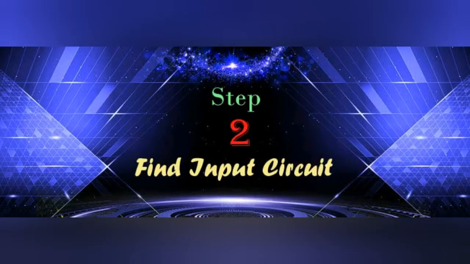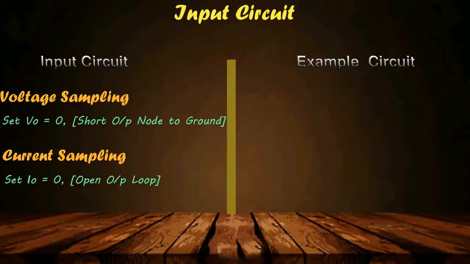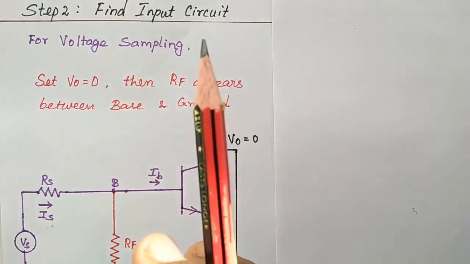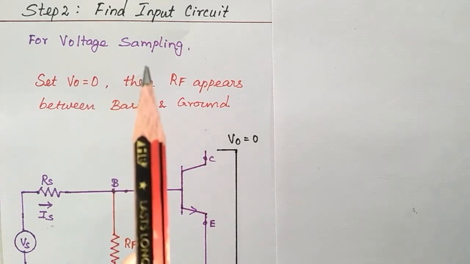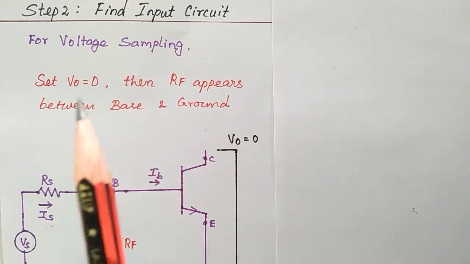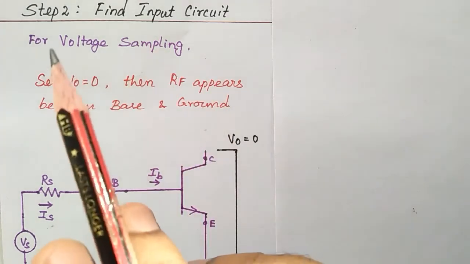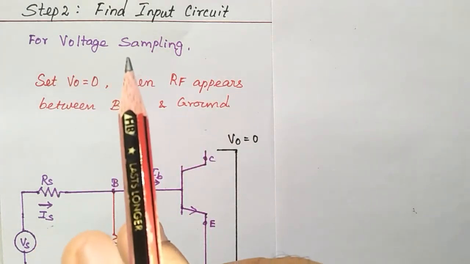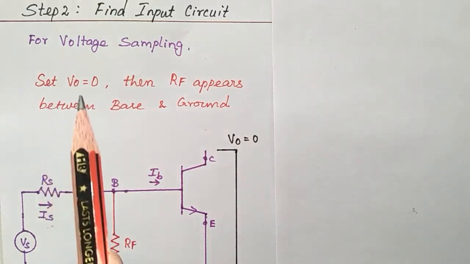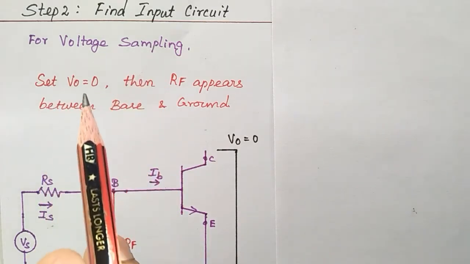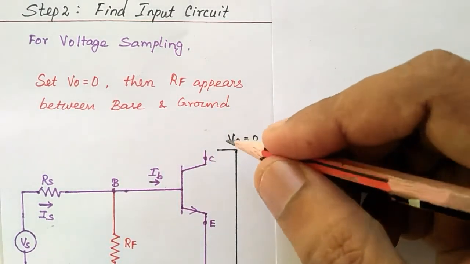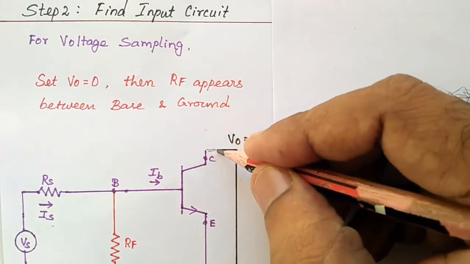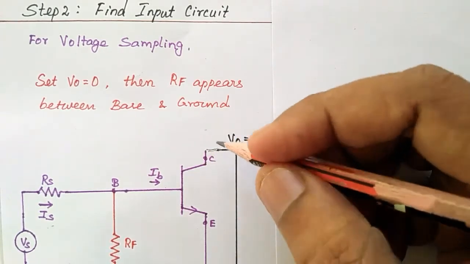Step 2, finding the input circuit. Depending on the sampling type, we have to perform some operations. Already we have found in step 1 that this is a voltage sampling circuit in the output side. Hence we perform the same step as in step 1: setting V0 equal to 0, that is, making the output voltage terminal 0. The collector is connected to the output terminal, hence this output side becomes 0.